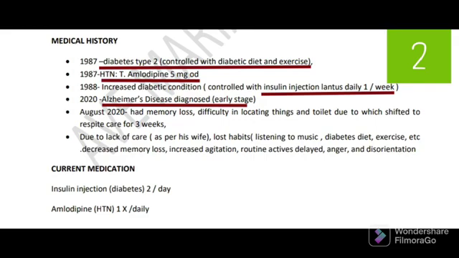Moreover, the patient has developed decreased memory, increased agitation, delayed routine activities, anger, and disorientation. These all come under the patient's medical history. Moreover, the current medication they have given is insulin injection twice a day and amlodipine for hypertension, once daily. Next, they have given the GP's consultation.